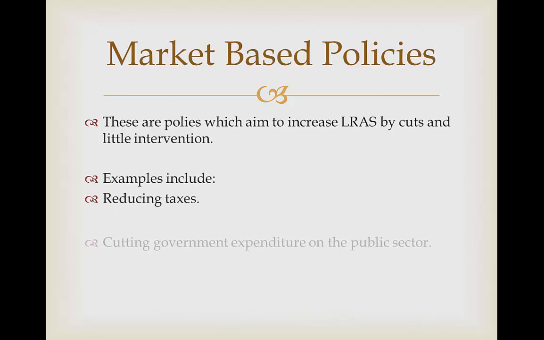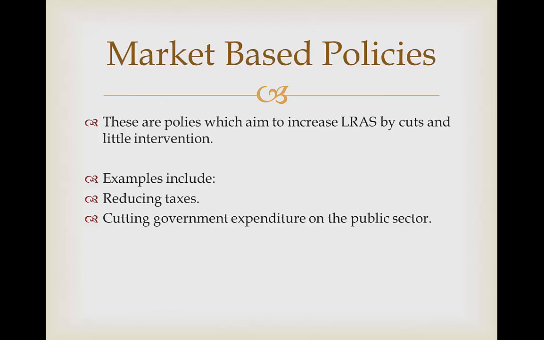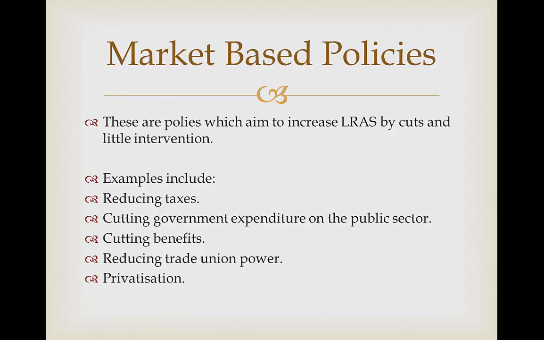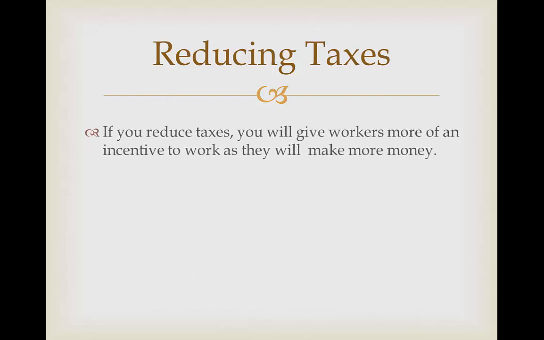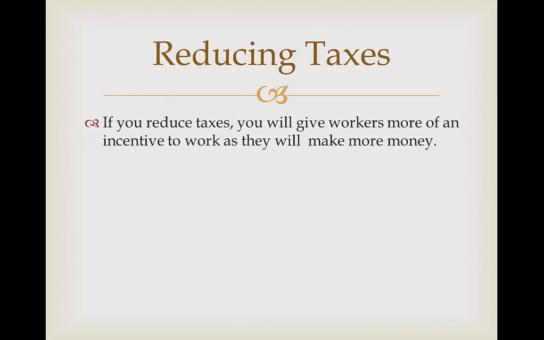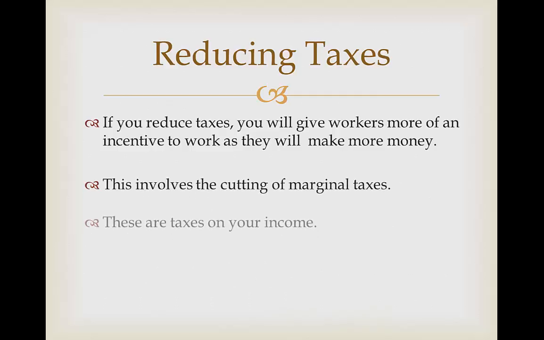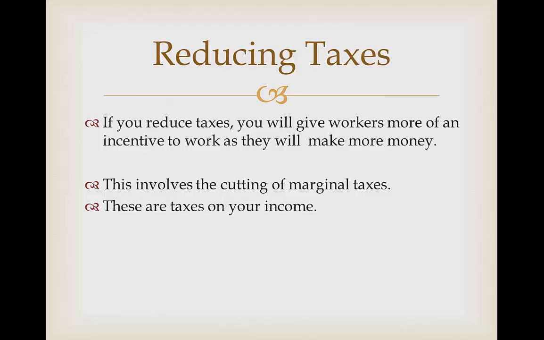Examples are going to include reducing taxes, cutting government expenditure on the public sector, cutting benefits, reducing trade union power, and privatisation. We'll begin by looking at reducing of taxes. If we're going to reduce taxes, and these taxes may include marginal taxes or income taxes, we're going to give workers more of an incentive to work because they're going to make more money. For example, because they're going to be taxed less on their income, they're going to want to work even more to make even more money, which is going to increase productive efficiency and productive capacity.